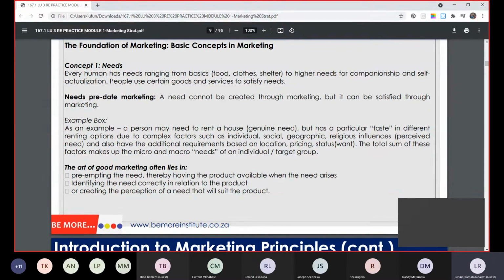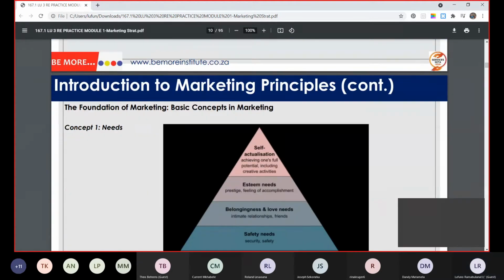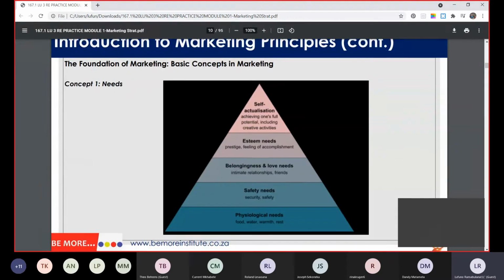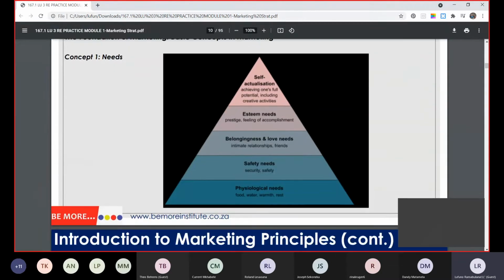So these are the different things that one needs to be able to look at. I want you to look at Maslow's hierarchy of needs. As you know, it starts from the physiological needs, which is food, water, warmth, and rest. The second layer is safety needs.